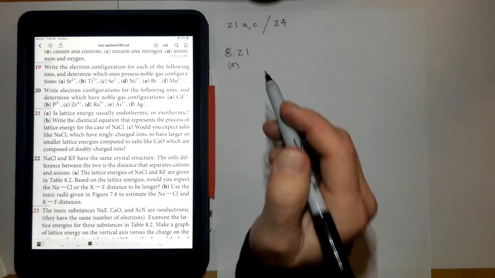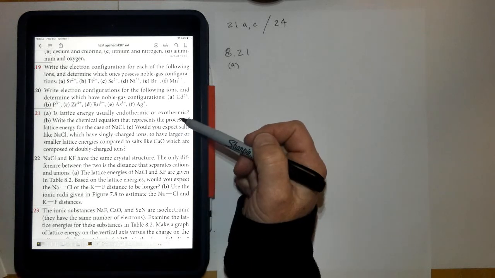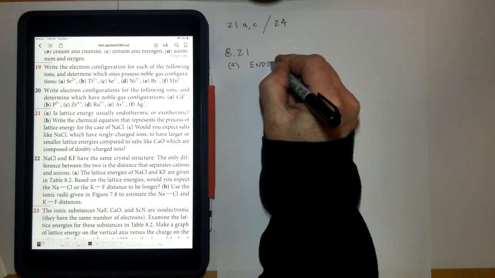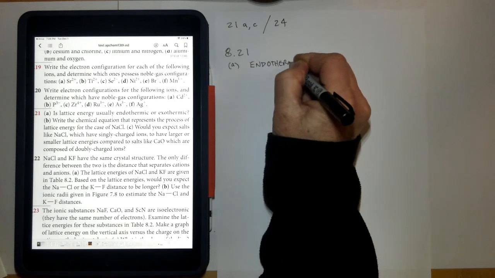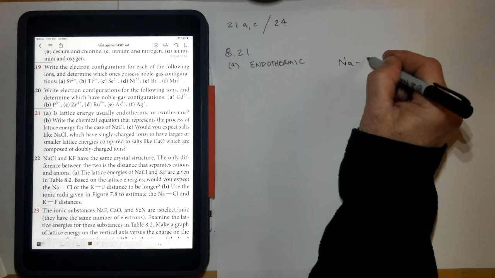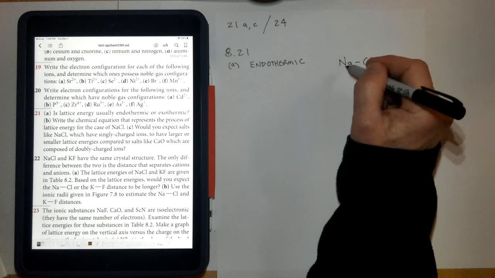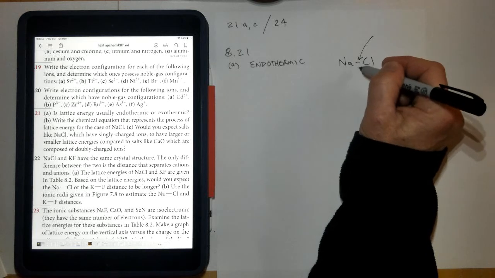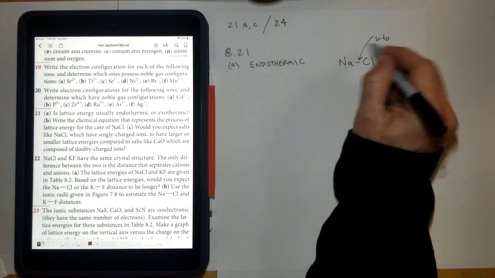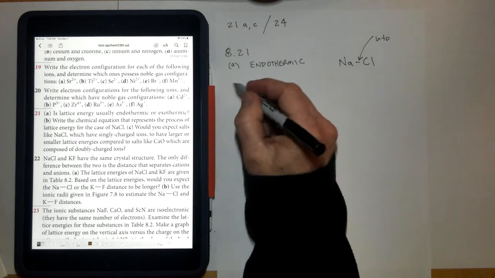So this is chapter 8, number 21. Is lattice energy usually endothermic or exothermic? It is endothermic. Why is that? Because you always need to put energy into a system to separate a bond. So NaCl, for example, you'd have to put energy in to separate that. And the energy would go into the system, which is your NaCl, to break that bond.